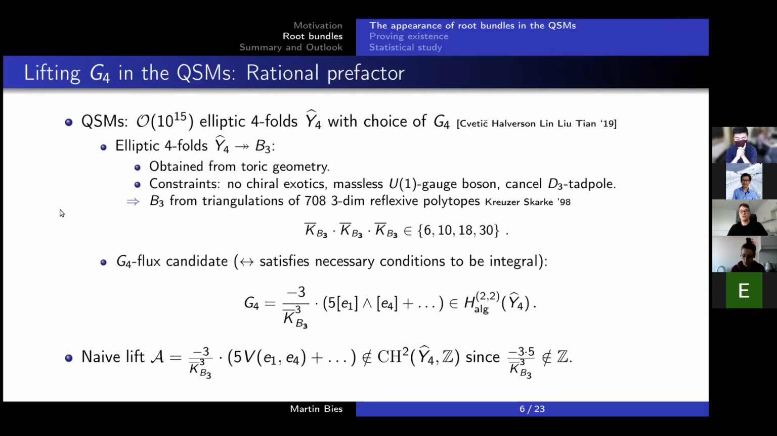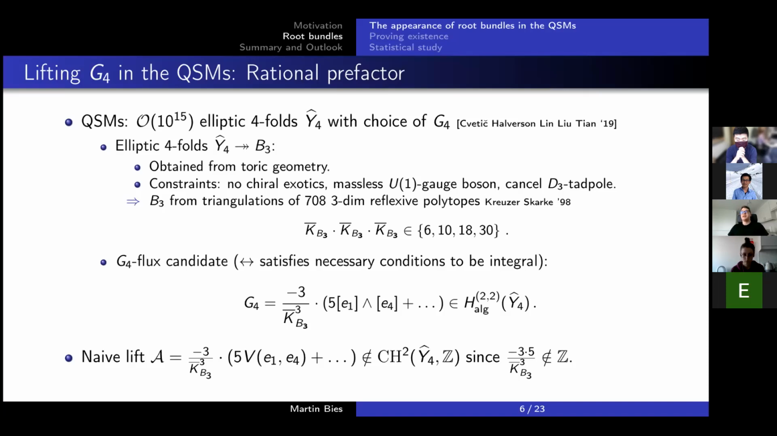What happens if I apply this in the QSMs? So the QSMs are a class of geometries coming each with a choice of G4. So let us revise both of these in turn. The geometries are a class of toric geometries that are obtained from triangulations of certain polytopes, subject to various physics constraints. Namely, we don't want chiral exotics, we want masses, we want gauge bosons, we want to cancel the tadpole. And the authors, Cvetic, Halverson, Lin, Liu, and Tian worked that out carefully for us and found that it actually boils down eventually to a constraint on the triple intersection number of the anti-canonical class of the base B3. Namely, this number, this triple intersection number, must be either 6, 10, 18, or 30.